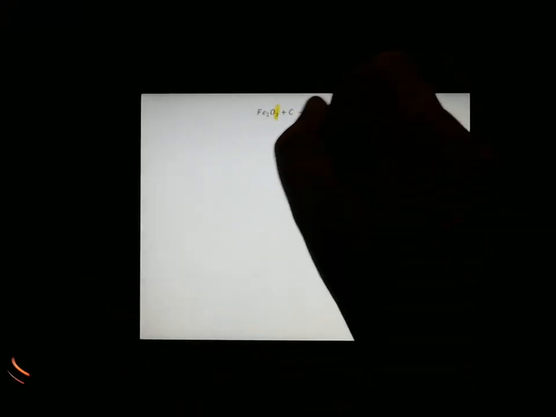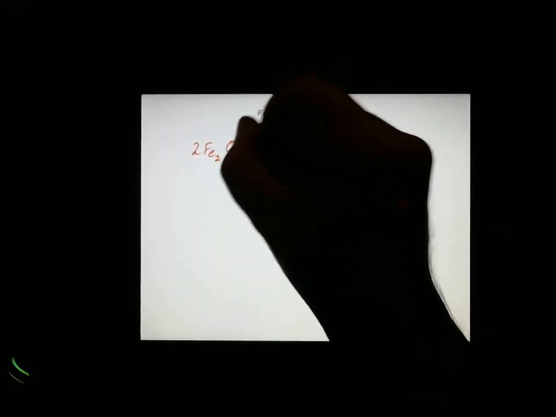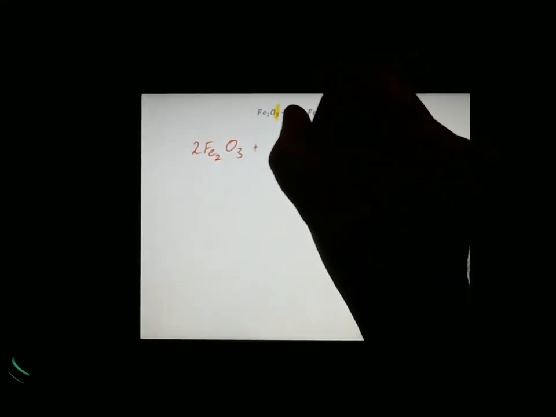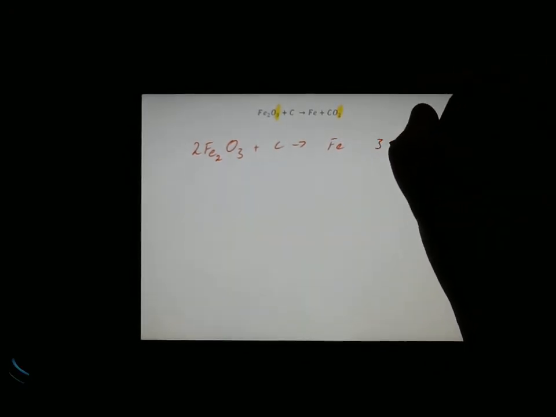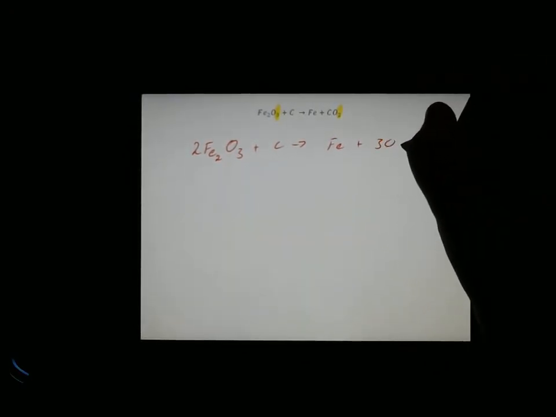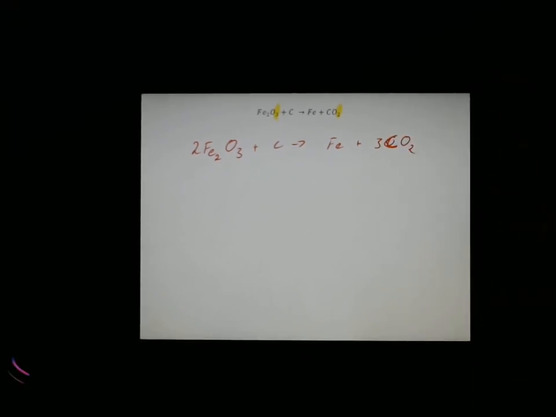And so that will give me 2 Fe2O3 plus C gives me Fe plus 3 CO2. And now the carbon's not balanced, and the iron's even further away from balance, but the oxygen is balanced. If I'd started with the iron, what I would have discovered is I would have had to go back to the iron to rebalance it.